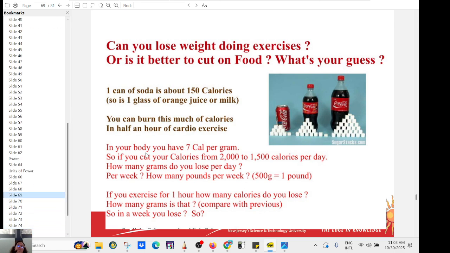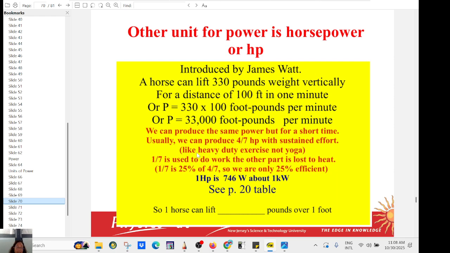Okay, so I'm going to leave that for a pop quiz, but the idea is that if you want to lose weight, you stop eating. Exercising is good, it's healthy, but it doesn't work that well. You can do the math to show that because you have so much energy in food. And per gram of fat in the body, there are 7 food calories. So if you want to lose weight, stop eating. Exercise is good, it's healthy, it doesn't work that well.